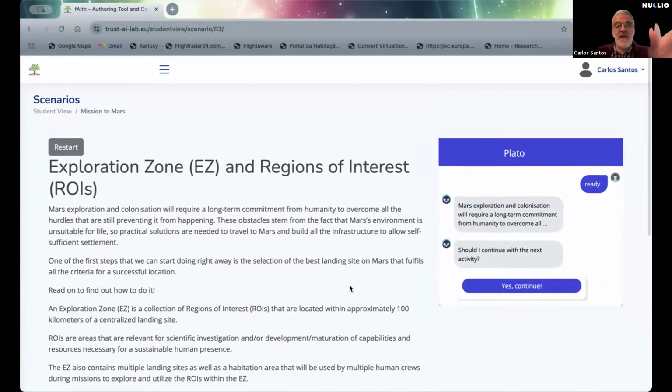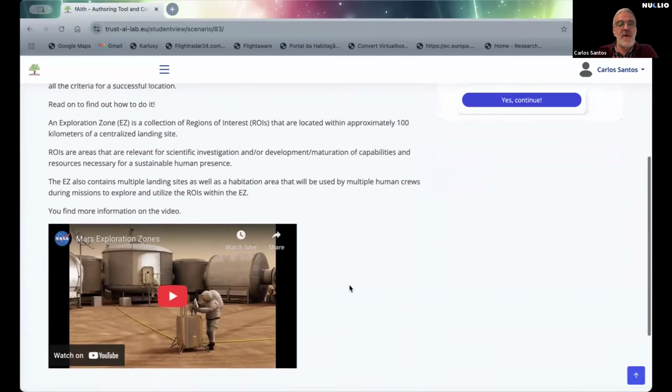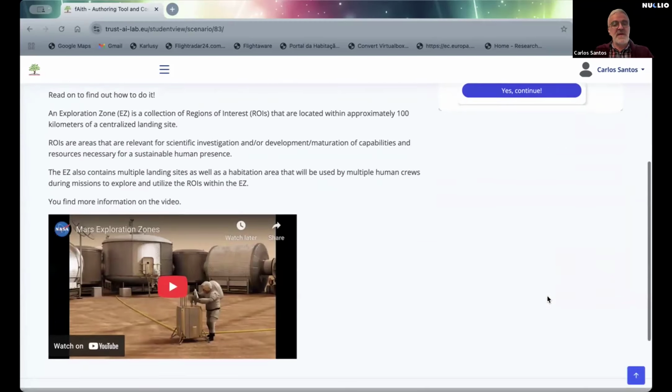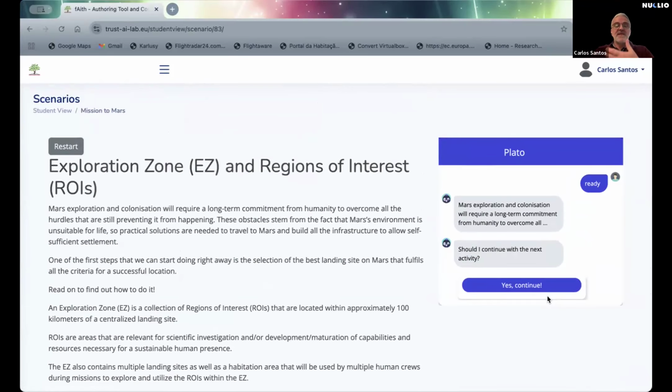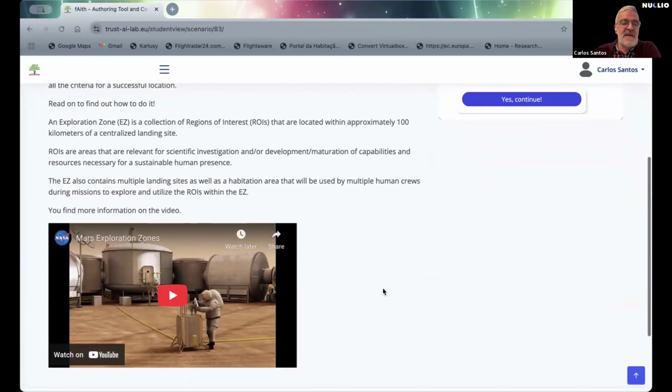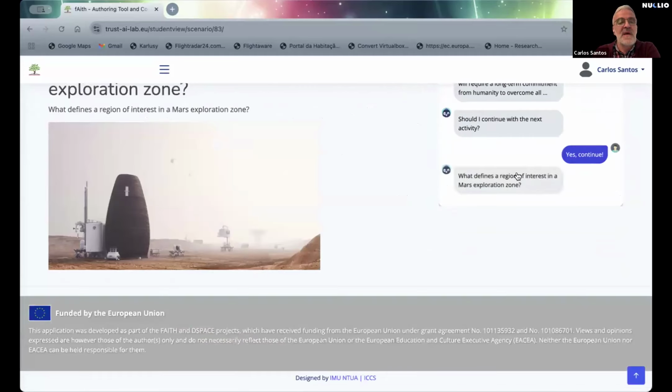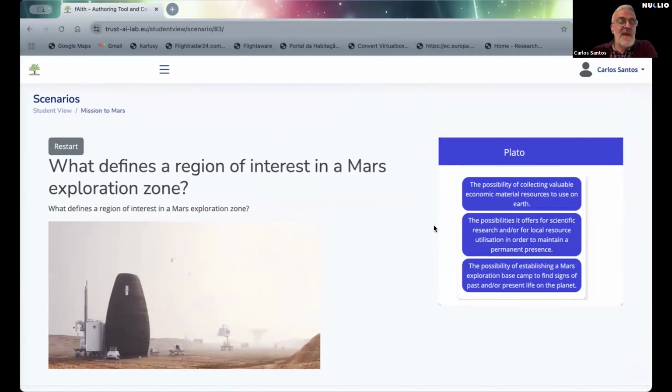Okay, so you have basically on the left some text, some video, some information that you need in principle to read in order to get the knowledge that will allow you to answer the questions that will show up. You have at the right hand side the Plato, the agent that will guide you and that will interact with the students regarding the questions and things that you will do. For instance, here we are starting, so we have to create curiosity from them, and we have a bit of text and a video to get them started.